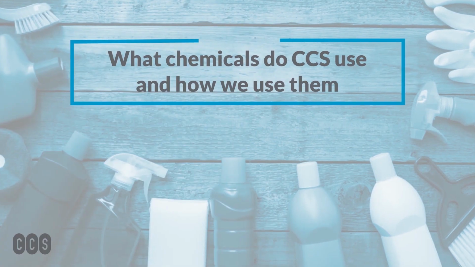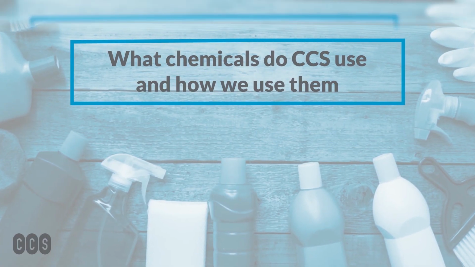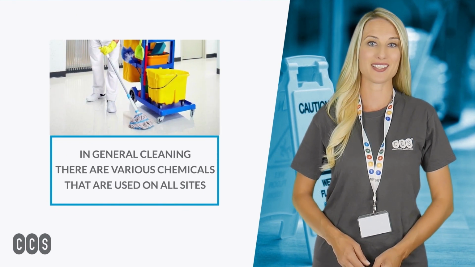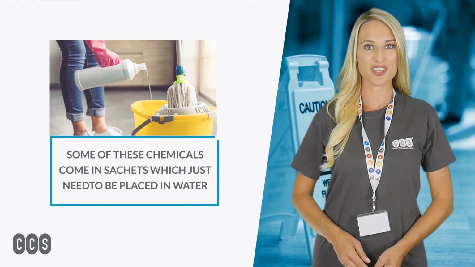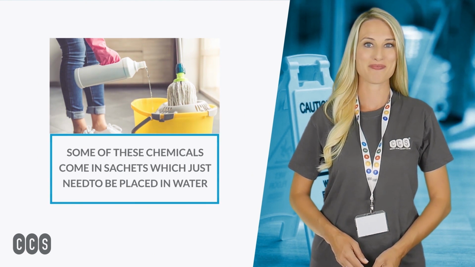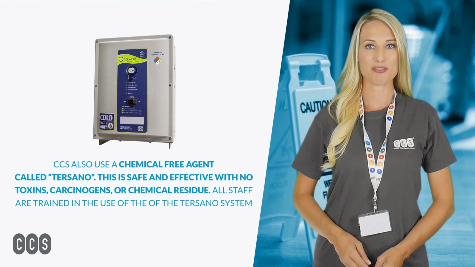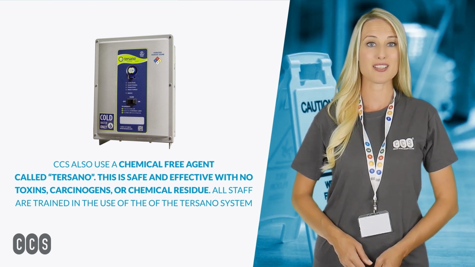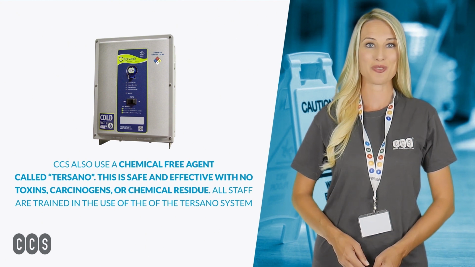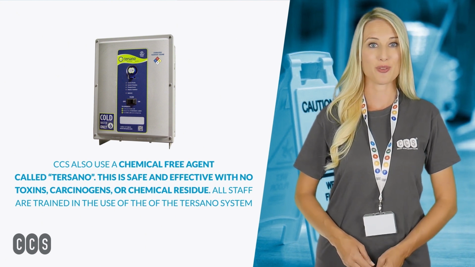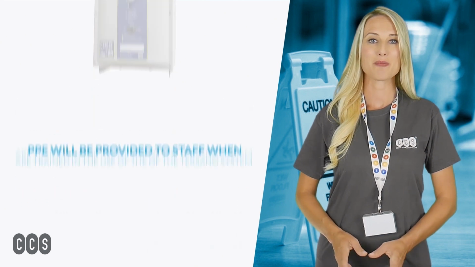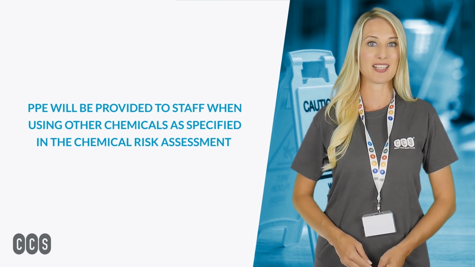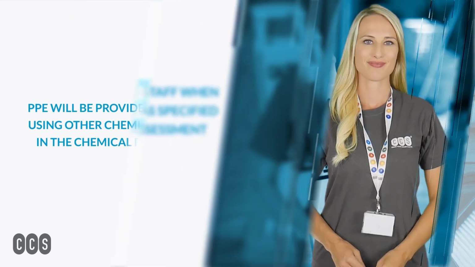What chemicals do CCS use and how we use them? In general cleaning, there are various chemicals that are used on all sites. Some of these chemicals come in sachets, which just need to be placed in water. CCS also use a chemical-free agent called Tersano. This is safe and effective with no toxins, carcinogens, or chemical residue. All staff are trained in the use of the Tersano system. PPE will be provided to staff when using other chemicals as specified in the chemical risk assessment.